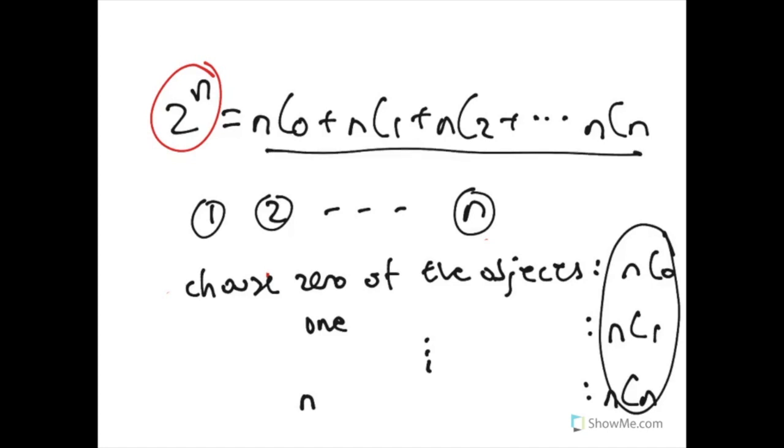And since these two things, 2 to the n and the sum on the right, are counting the exact same thing, they have to be equal. So this is the general theorem that 2 to the n is equal to n choose 0 plus n choose 1 all the way to n choose n.